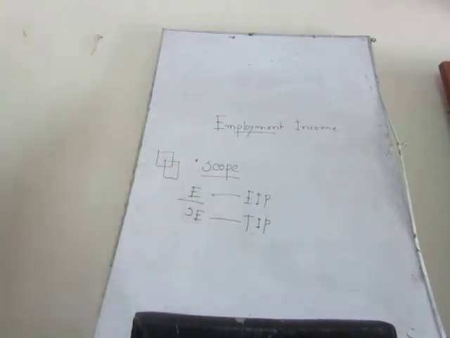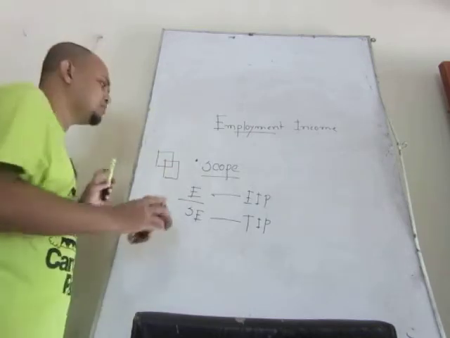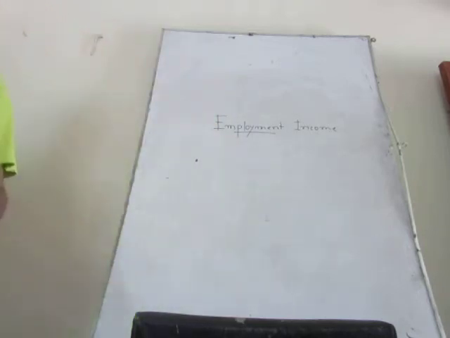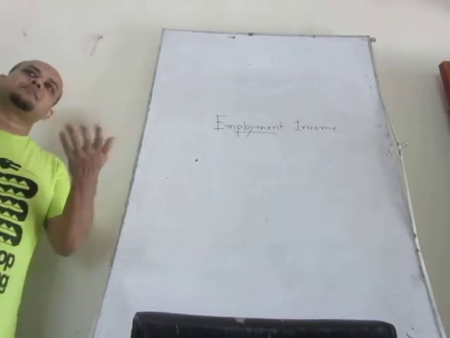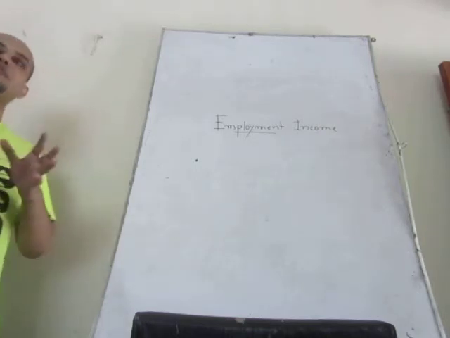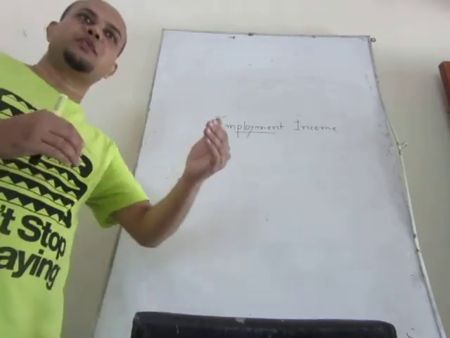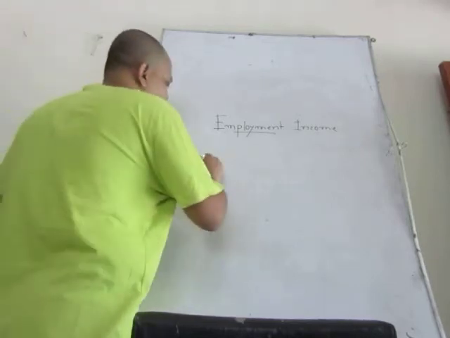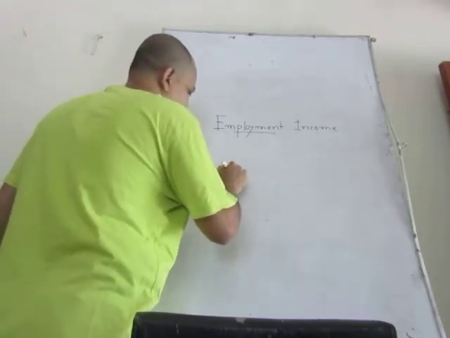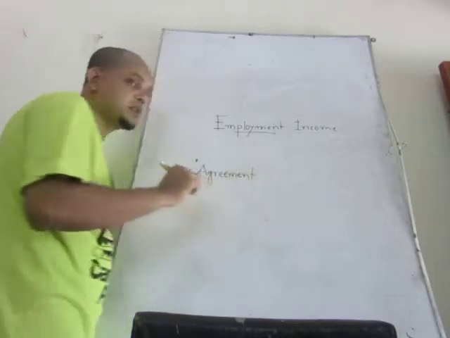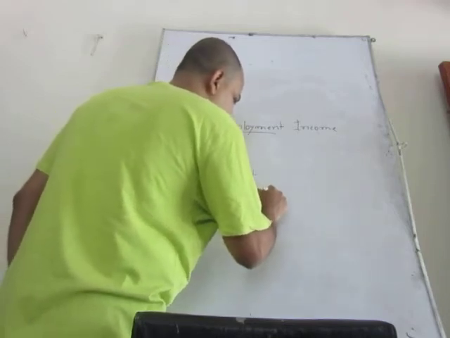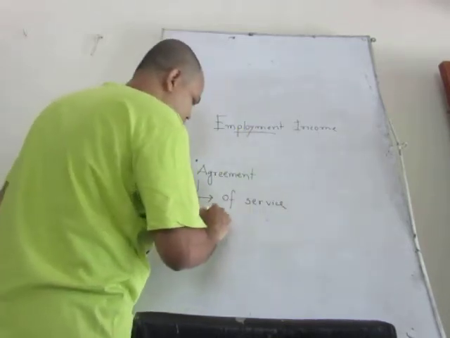So in this chapter we focus on the employed. Now, how can we make these differences? When an individual is employed under some employer, it is obvious that there will be an agreement between the employer and the employee. So, the agreement: is it an agreement of service or for service?